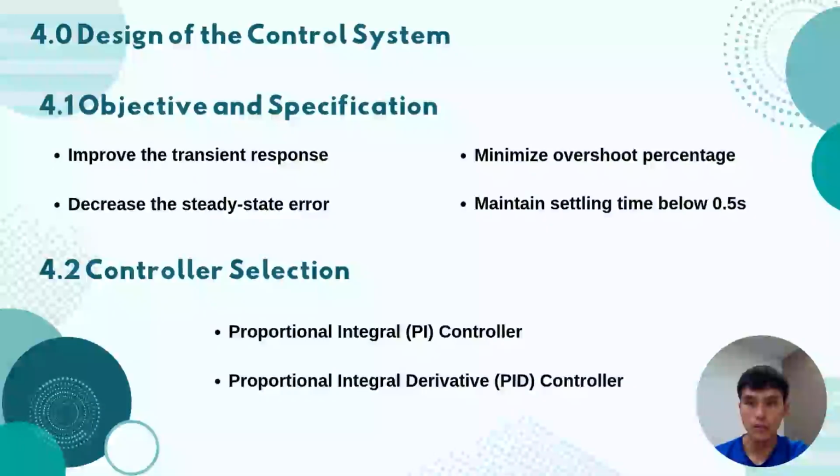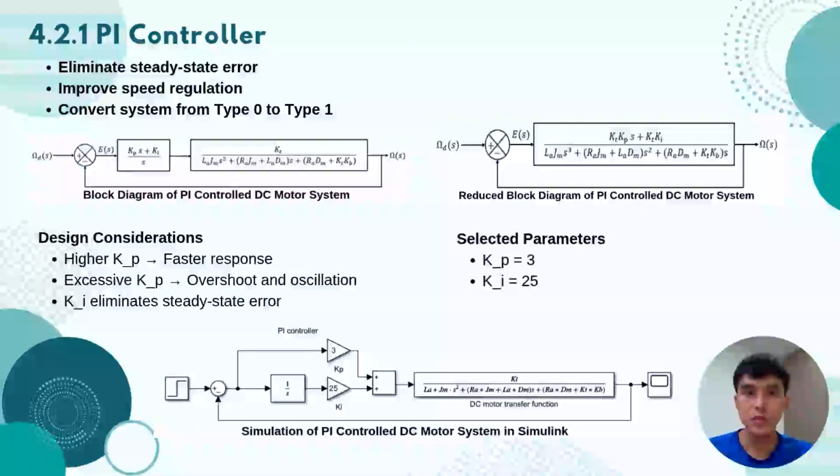Let's talk about the design of the control system. The main objectives of this controller design are to improve the transient response, decrease the steady state error, minimize the percentage overshoot, and maintain a settling time below 0.5 seconds. To achieve these objectives, two controllers were investigated, namely the proportional integral PI controller and the proportional integral derivative PID controller. First, a PI controller was designed.